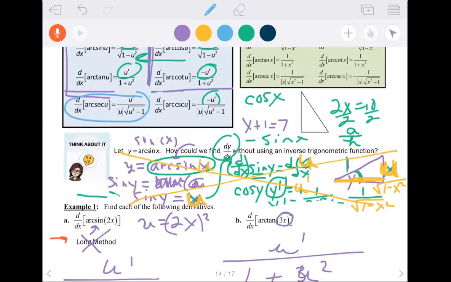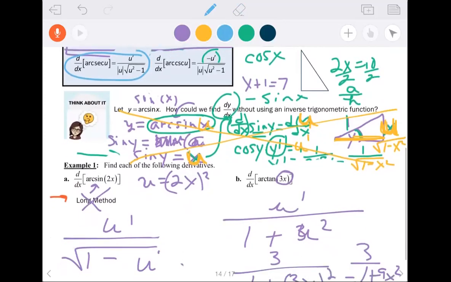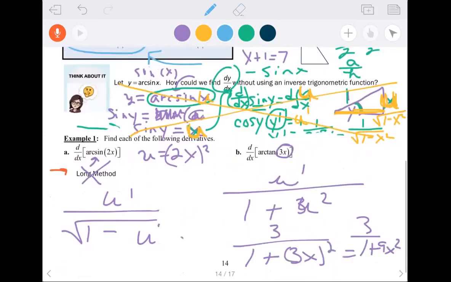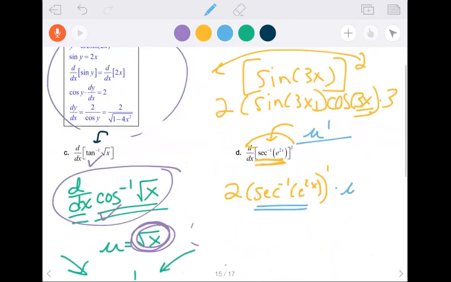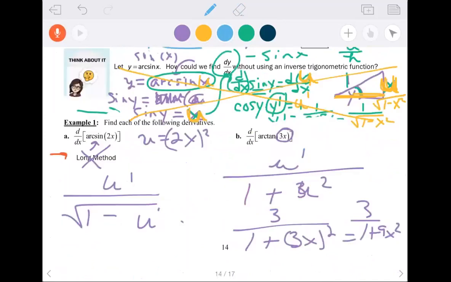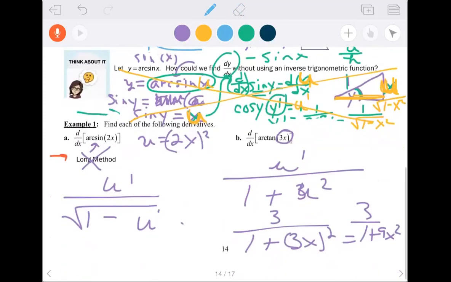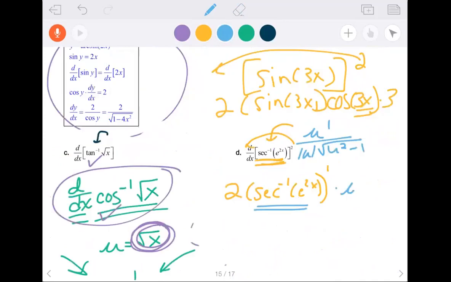So it says it's u prime over absolute value of u times the square root of u squared minus 1. I'm going to write that on here. It's u prime over absolute value of u times the square root of u squared minus 1. I'm just going to double check, because I don't even have that one memorized, to be honest. We don't use it enough. U prime over absolute value of u times the square root of u squared minus 1.